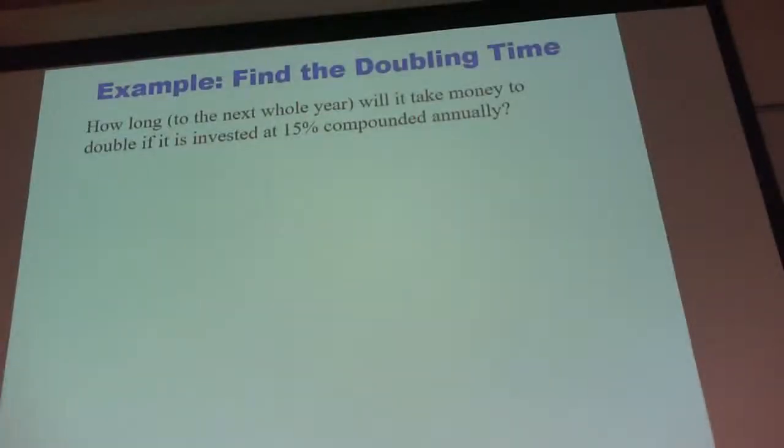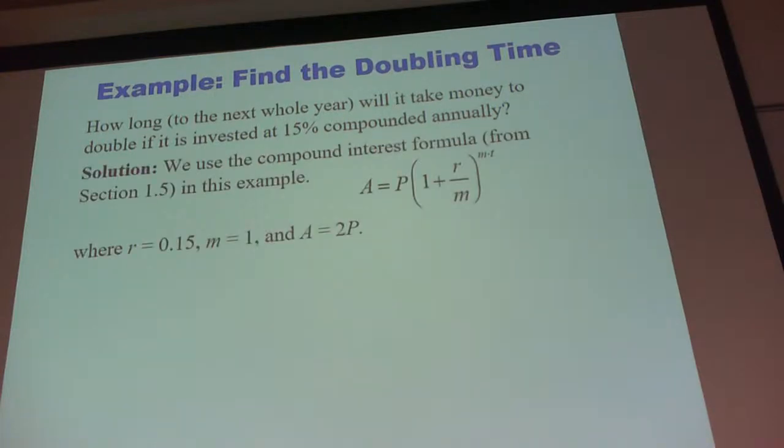Okay? So how long to the next whole year will it take money to double if it's invested at 15% compounded annually? So if you're compounded annually, we use the formula A equals P times 1 plus r over m, to the mt. So formula given, r is 0.15, m is 1, A equals 2P. That means when does the account double? So if I plug into the equation, we get 2P equals P times 1 plus 0.15 to the t.